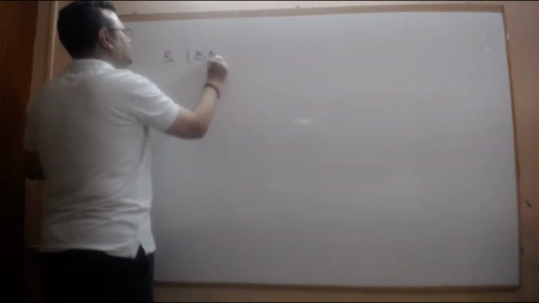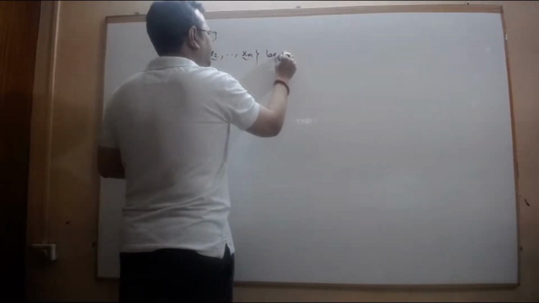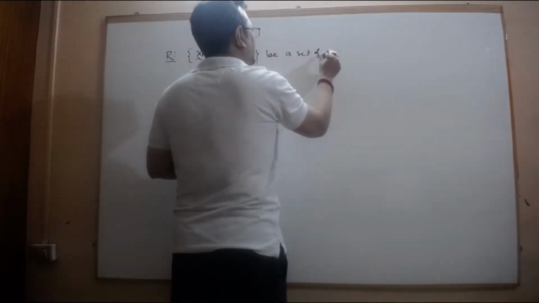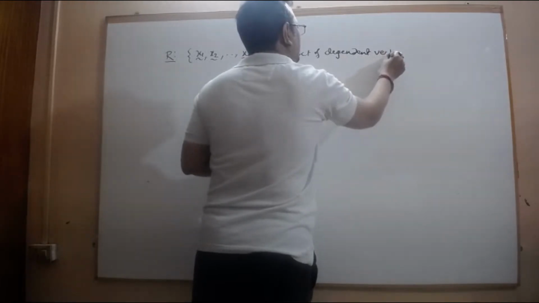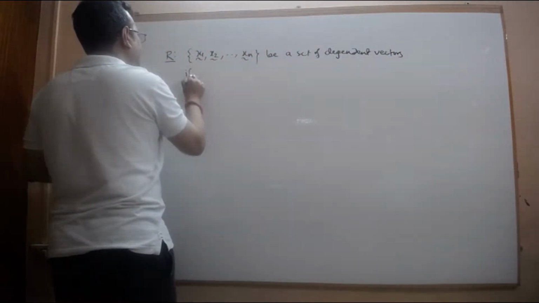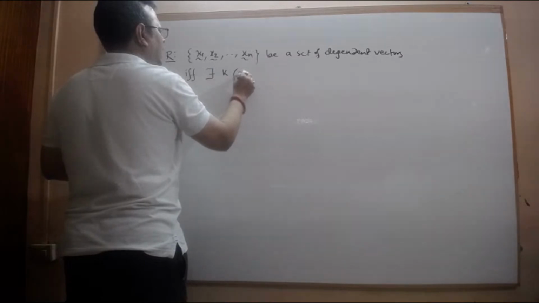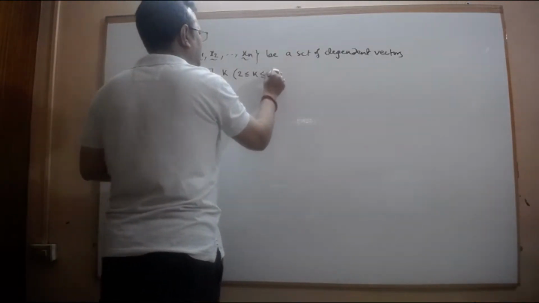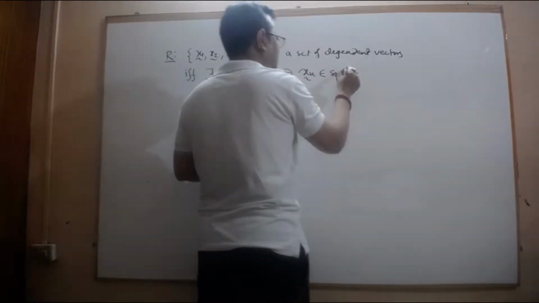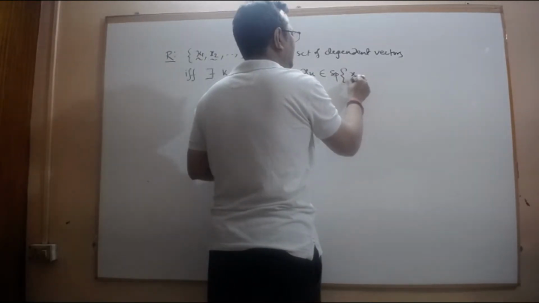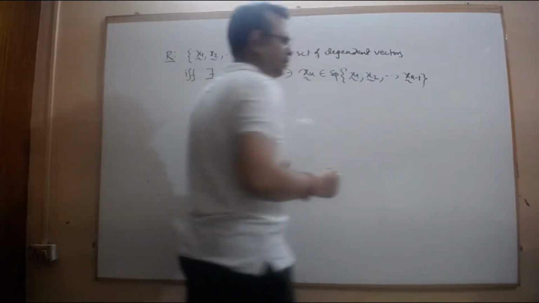Let x1, x2, xn be a set of dependent vectors if and only if there exists k, where k lies between 2 to n, such that xk belongs to the linear span of the previous vectors, that is x1, x2, up to xk minus 1. Okay.